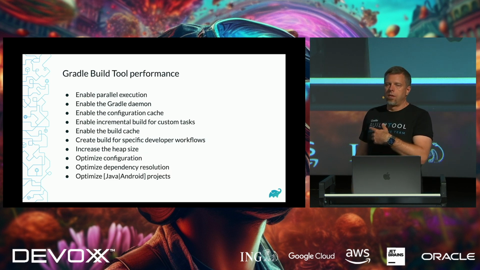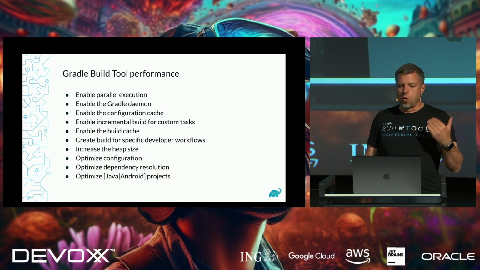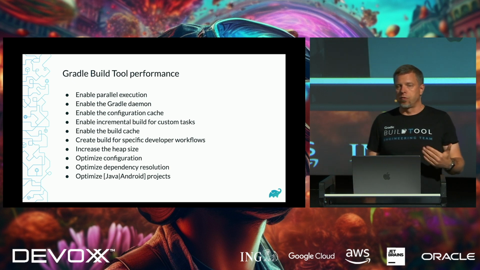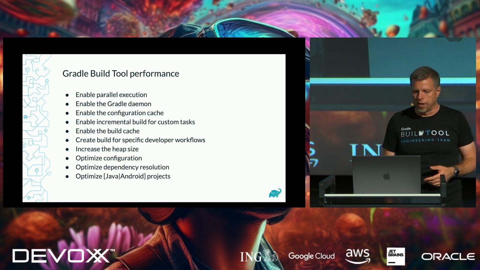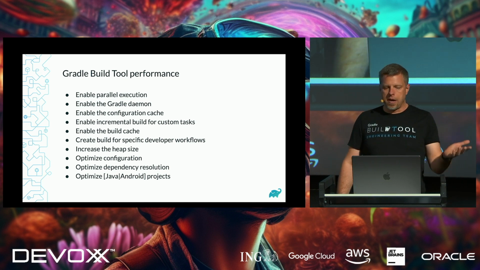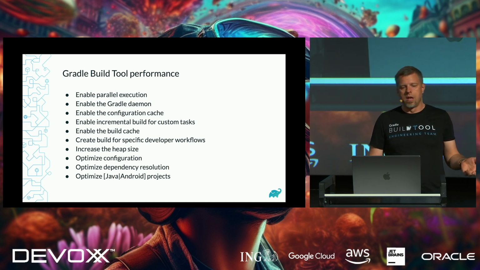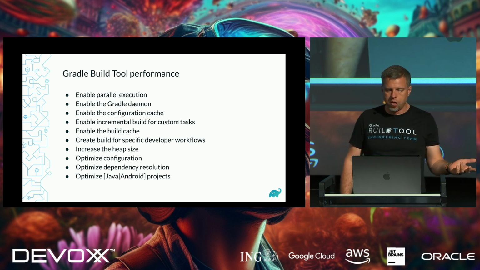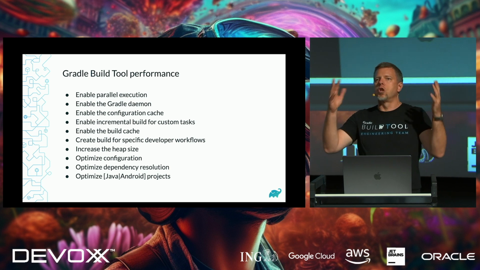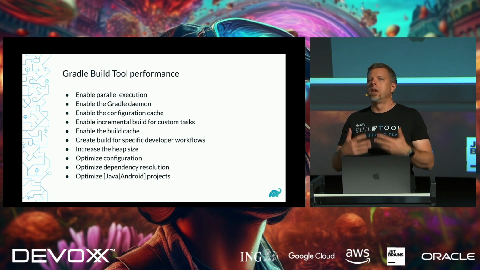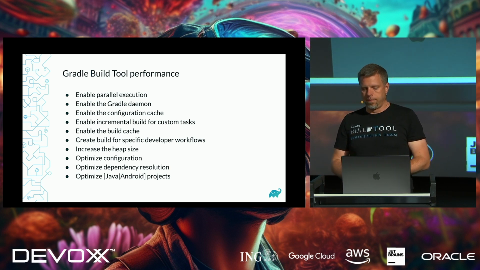When you look at the Gradle build tool documentation on improving the performance of your build, you'll see these high-level sections that you can look at. We'll see stuff like parallel execution, having a daemon, incremental build, build cache, increasing the heap size, optimizing dependency resolution. We have a number of things that we can do in order to speed up a build.